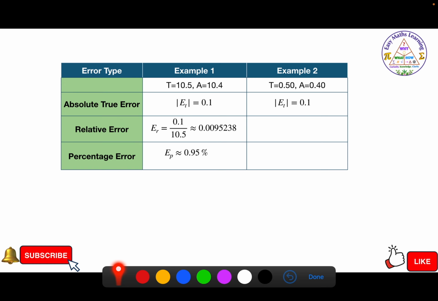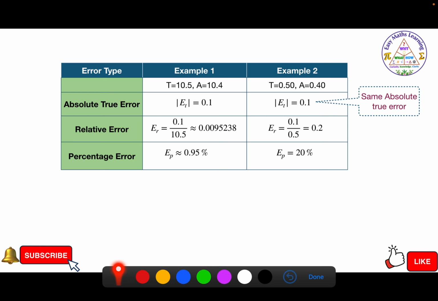So in example 2, you can see again we are getting absolute error 0.1 as true value minus approximate value. Relative error is absolute true error, which is 0.1, divided by absolute true value. So we are getting 0.2. For percentage error, we multiply ER 0.2 by 100. So we are getting 20%, which is the percentage error.